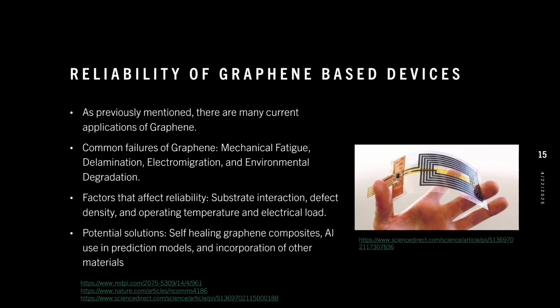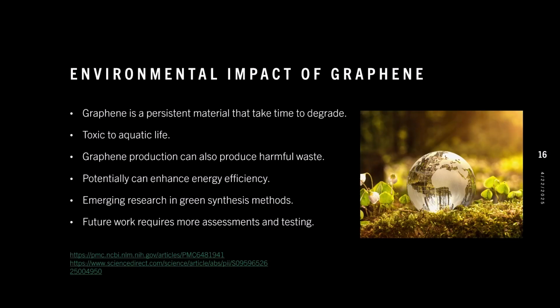Several factors influence reliability, like the quality of adhesion to the substrate, defect density in the graphene, how well it's encapsulated, and the operating conditions like temperature or load. Looking ahead, solutions like self-healing materials, better encapsulation, and AI-based failure prediction are helping make graphene more robust for long-term use. Now let's discuss the environmental side of graphene.